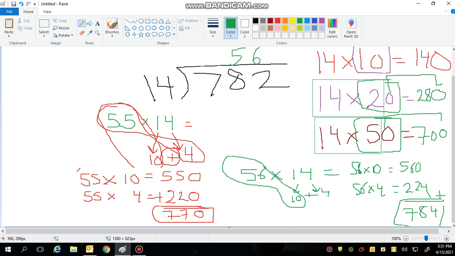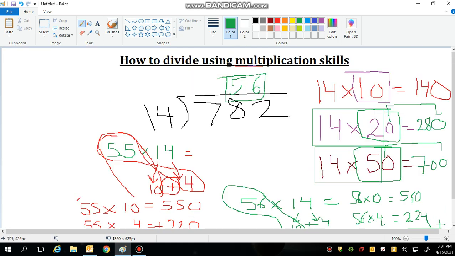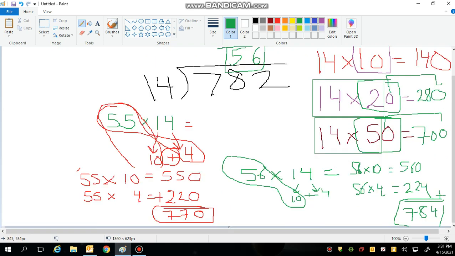The exact answer to 782 divided by 14 is 55.857. So 56 is close enough. So you see guys, we're using a multiplication technique in order to do division problems. And yes, it does take a little longer. But this will give you an answer that is very close to the actual answer. And this is a very good technique in case you get stuck with long division problems. So give it a shot, okay?